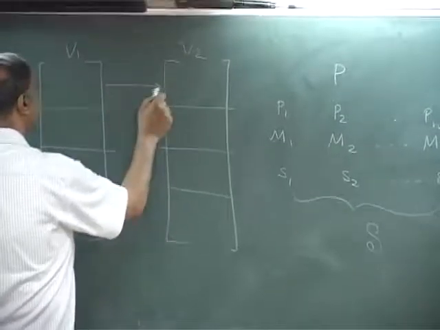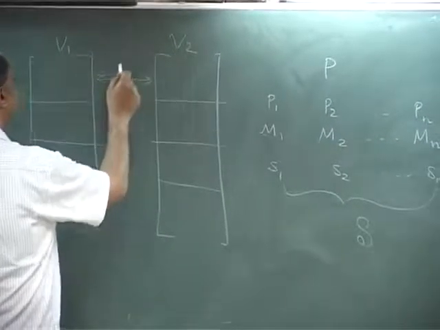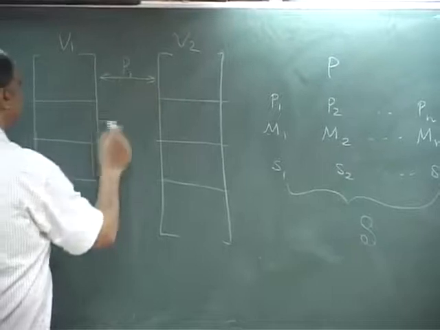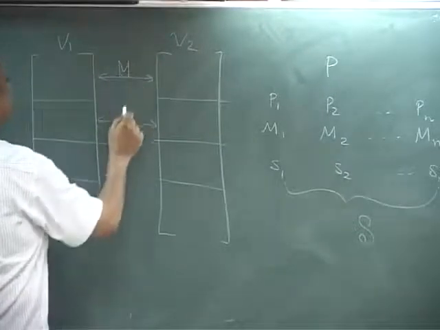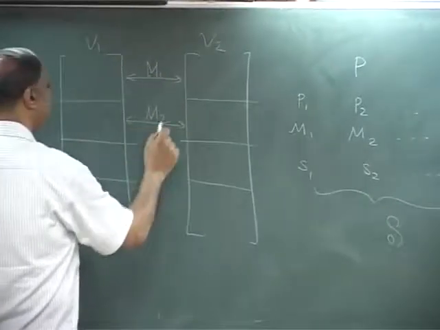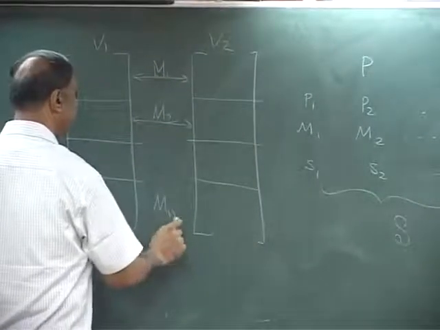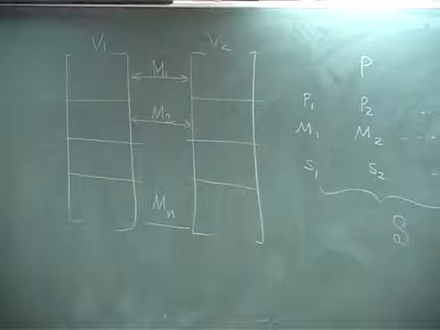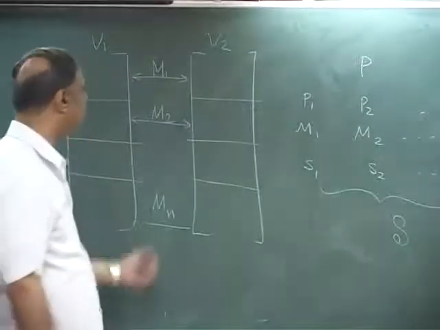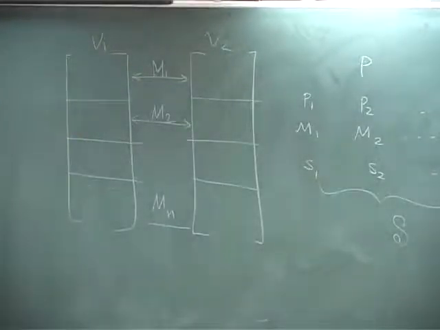Say this two-vector addition is being done by processor P1 or machine M1, and this is done by M2, and this is done by Mn, right? So this is inherent parallelism. You can easily achieve a solution of these problems. But in reality, it may not be the case.